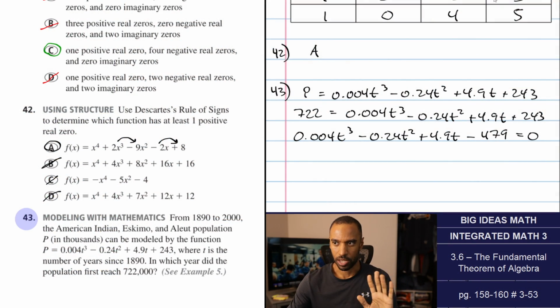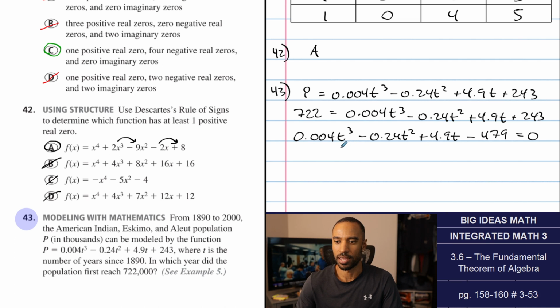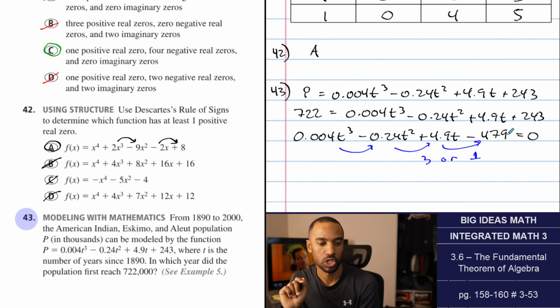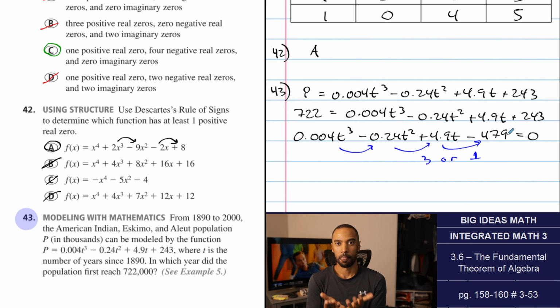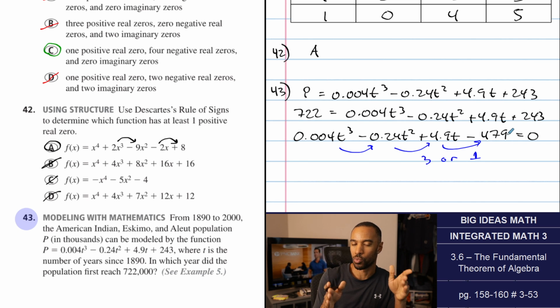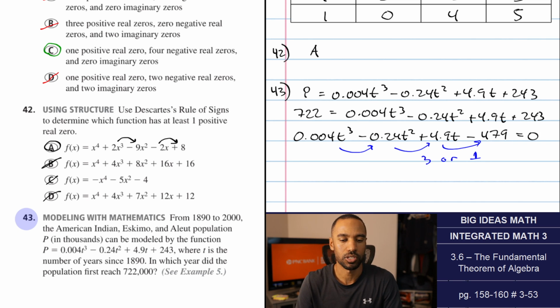Now, based on Descartes' Rule of Signs, I don't know if this part really matters or not, but there are 1, 2, 3 different sign changes. That means we have 3 or 1 different times where the population will become this that are positive. Maybe the other ones are outside of 0 to 110. That's very possible. So I'm just going to look in the window range from 0 to 110. There may be more than one answer, but it says in which 1 year, so I'm guessing we're just going to have 1 year.